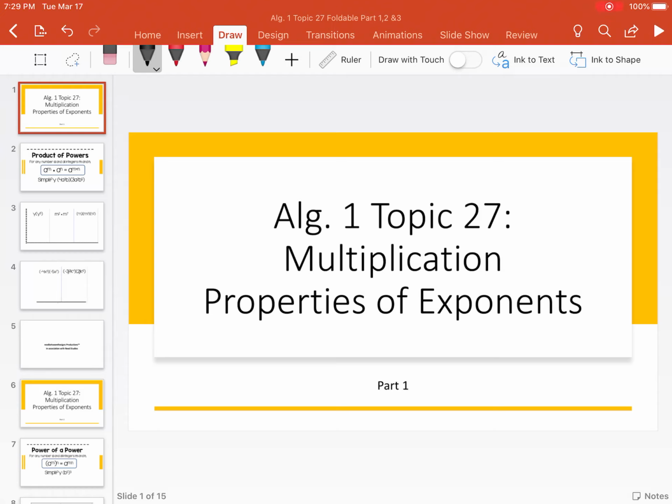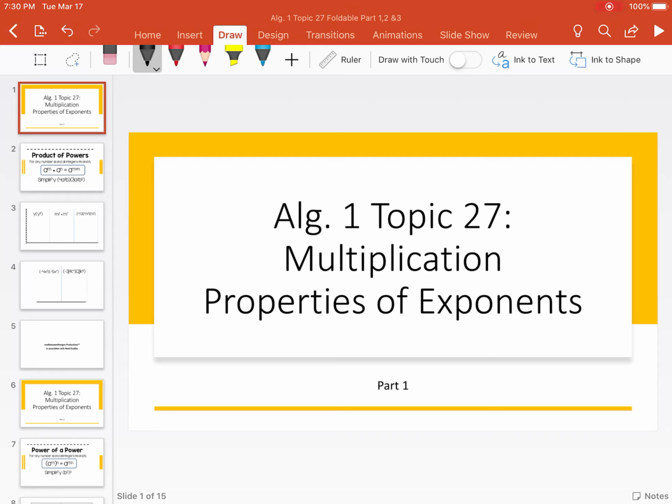Okay, welcome back. So here we have Algebra 1 topic 27, Multiplication Properties of Exponents. Now with this foldable, if you print it, you should print it front and back on the shorter side, so that way when you flip it, the words and the sections will match up with the actual problems.